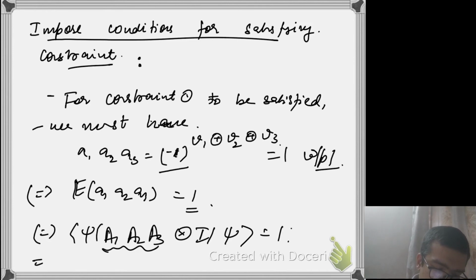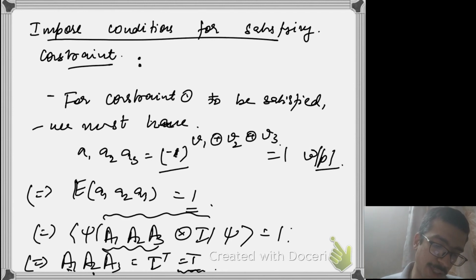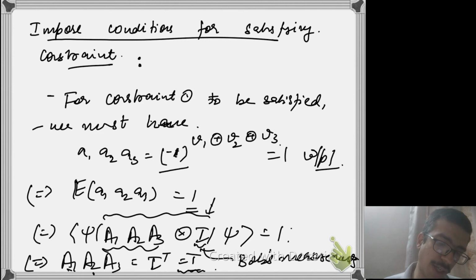So this means that A1, A2, A3 must be equal to I transpose, which is identity. So Alice's measurements correspond to measuring the observables which multiply to identity. And note that to compute the expected value, I actually took a tensor with I. This tensor with I is on Bob's system, right? Because when Alice is making the measurements, we are assuming an identity observable on Bob's system. And basically this is the condition for the first constraint.